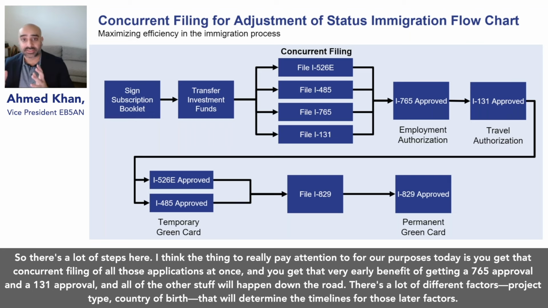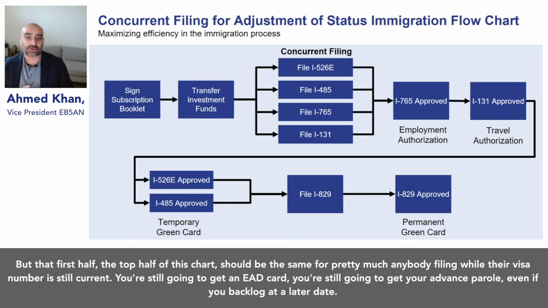There's a lot of different factors, project type, country of birth, that will determine the timelines for those later factors. But that first half, the top half of this chart, should be the same for pretty much anybody filing while their visa number is still current. You're still going to get an EAD card. You're still going to get your advanced parole, even if you backlog at a later date.